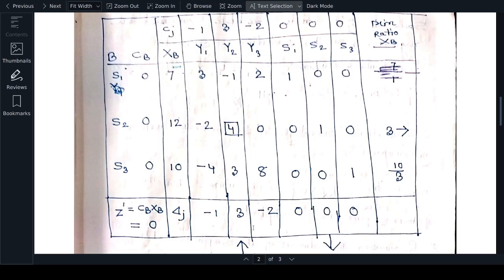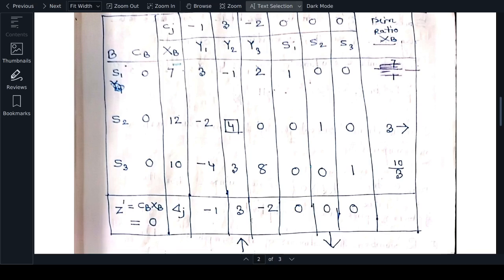But you will remember, if the minimum ratio is tied, then we cannot choose arbitrarily. There is some formula we use to solve when the minimum ratio is tied. Next problem we shall solve. So this part is clear. So if delta J is tied, then you choose arbitrarily. But if the minimum ratio is tied, then we cannot choose arbitrarily. There is some formula.